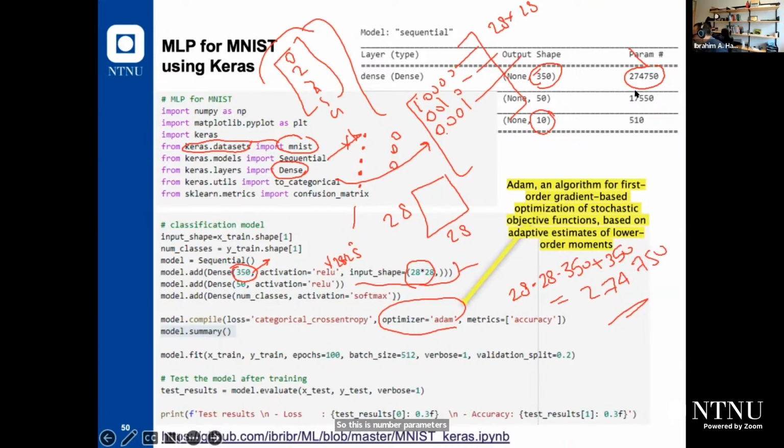If you want to get the number of parameters of the second layer, it will be 50 times 350 plus 50. You will get this number. This one is easy: it will be 10 times 50 plus 10. So it will be 510.